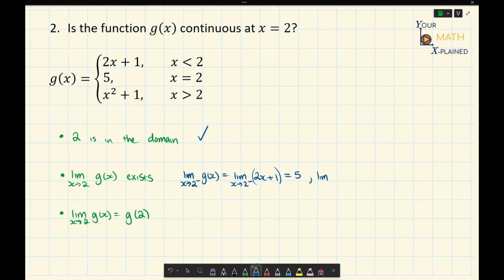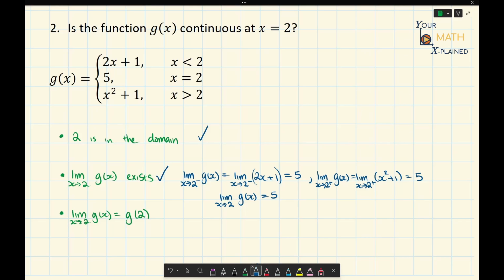Now the limit from the right-hand side, we're going to be using the other expression. So that's going to be equal to the limit as x approaches 2 from the right-hand side of x squared plus 1. Again, we can use direct substitution. So 2 squared plus 1, that's going to be equal to 5. And now, because the left-hand side limit is equal to 5, and the right side limit is also equal to 5, we can say that the limit does exist. So the limit as x approaches 2 of our function g of x is equal to 5. So we're going to put a check mark beside this one as well.